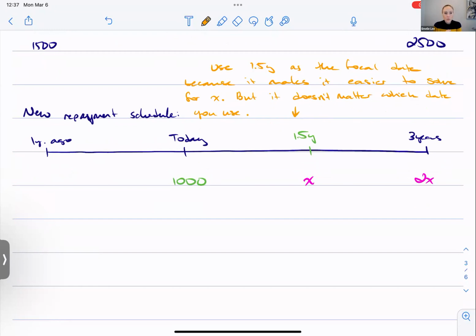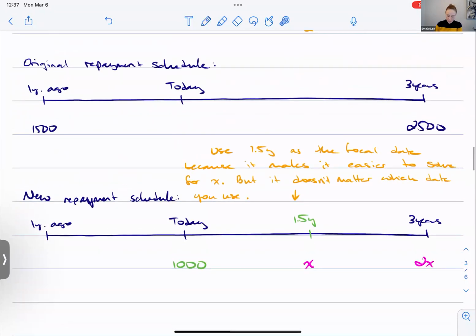Okay, so this original repayment schedule has to be worth the same as this new repayment schedule. So we need to figure out what is the value of $1,500 due 1 year ago? How much does he need to pay back at the 1.5 year mark to make that equivalent? And for the 2,500 due in 3 years from now, but paid back 1.5 years earlier, what's the equivalent payment?